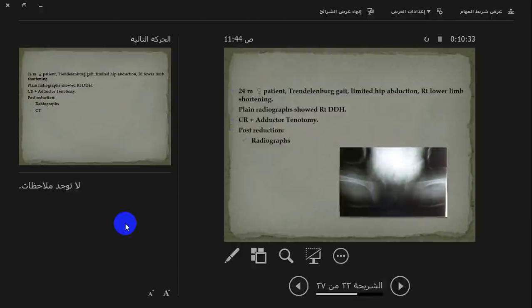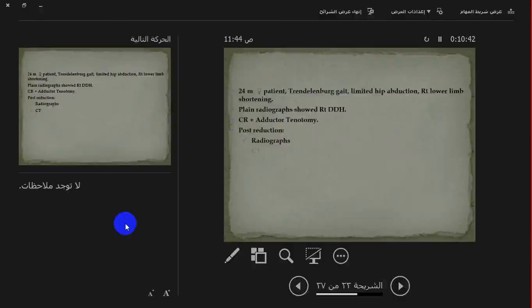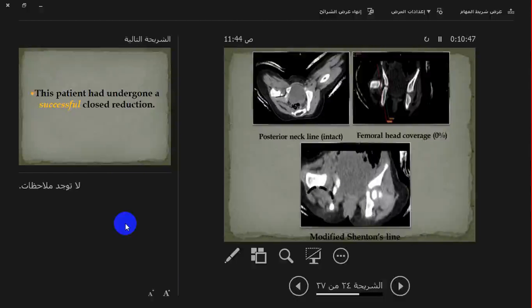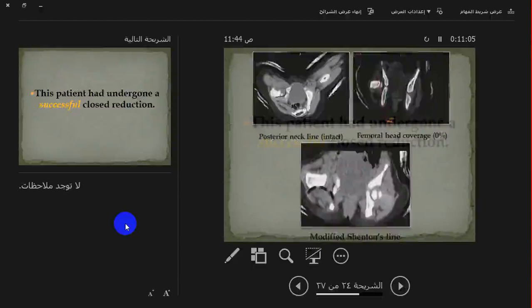And these are the post-reduction X-rays, where you cannot tell exactly where the femoral ossific nucleus is lying. And on CT scan, you can see that your modified Shenton's line is not interrupted, it is intact. The femoral head coverage was 0%, and the posterior neckline was intact. So we decided to carry on closed reduction.